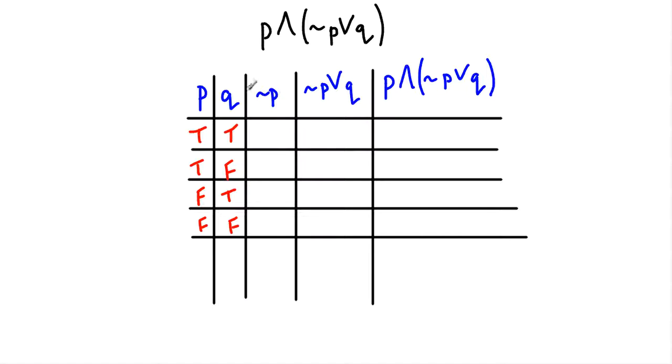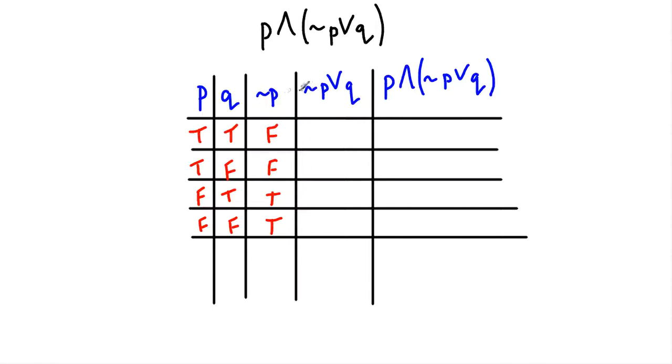Not P is going to be just the negation of P. So whatever P is, it's the opposite. So if P is true, then not P is false. It's sort of like saying P is I'm wearing a blue shirt. If that's true, then the negation, I'm not wearing a blue shirt, is going to be false. So we take the P values and we just make them the opposite. So we have not P.